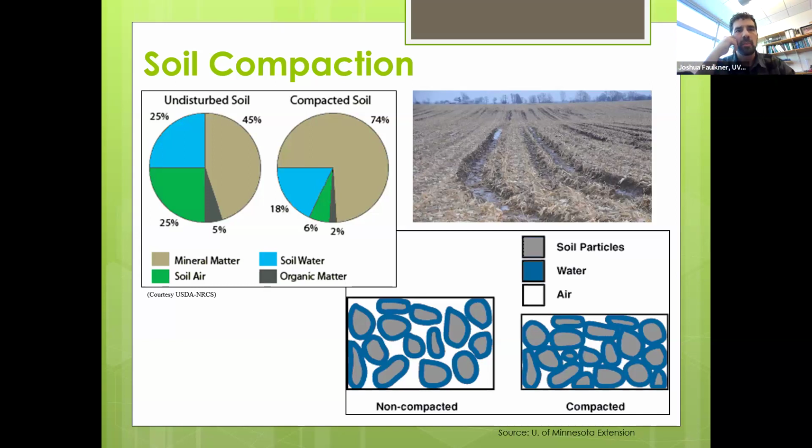I'm showing top left there an undisturbed soil versus a compacted soil. In an undisturbed soil, as a rule of thumb, maybe you would have 50% of the soil being void space, roughly. In a compacted soil, you've really reduced that to about 25% void space. So there's less opportunity, less air and oxygen for organisms, and there's less water holding capacity within that soil as well.